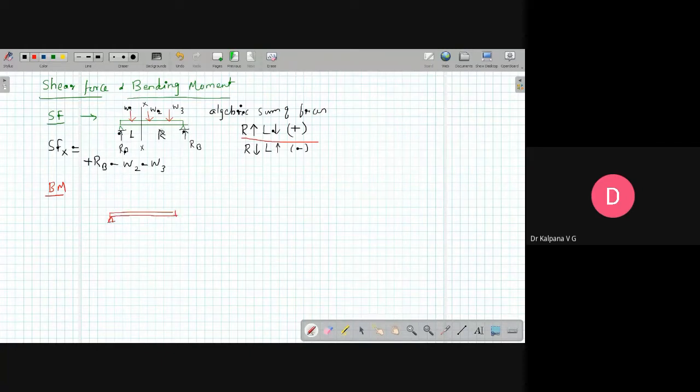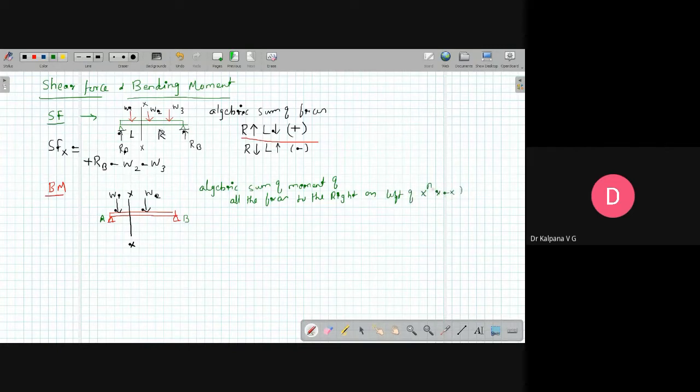with some support. Here is a simple support. Again, I am considering any section XX. With respect to any section, if the number of forces are given, W1, W2, support A, support B. It's again the algebraic sum of moment, that is bending moment, moment of all the forces to the right or left of the section XX, what we have considered.